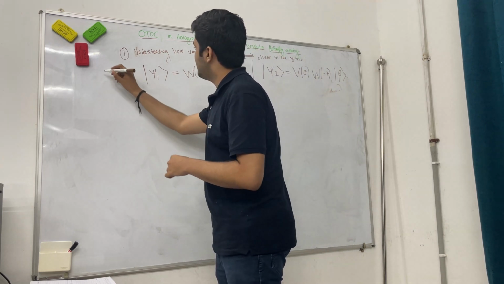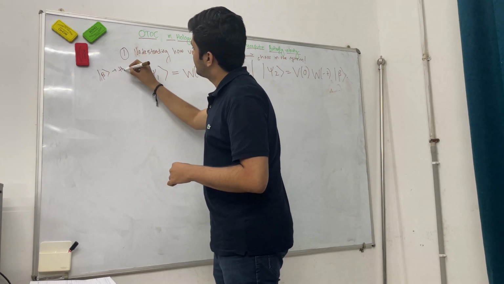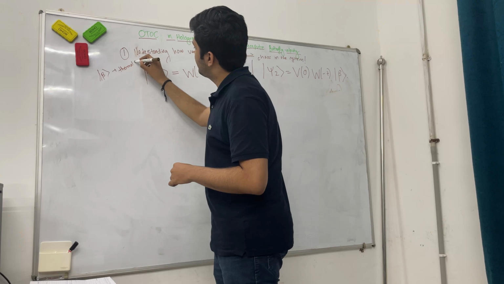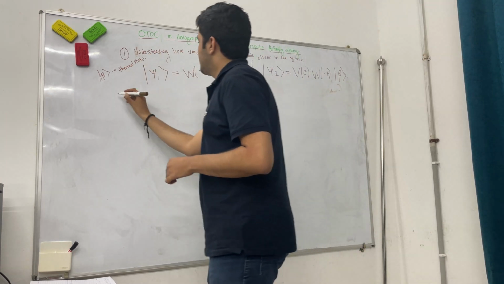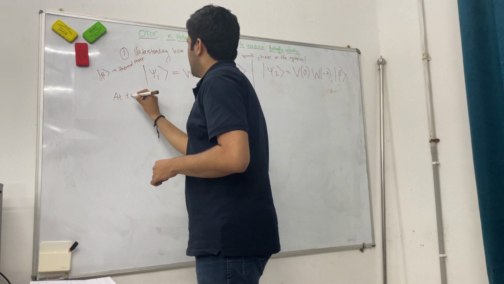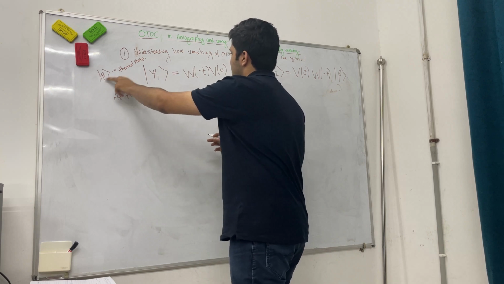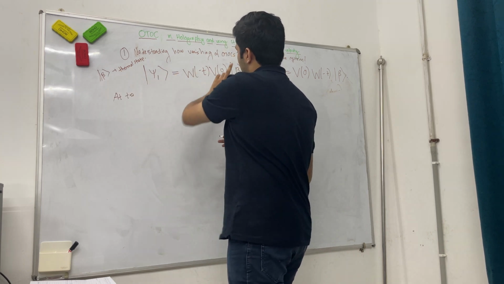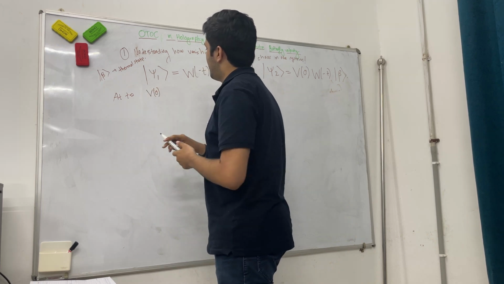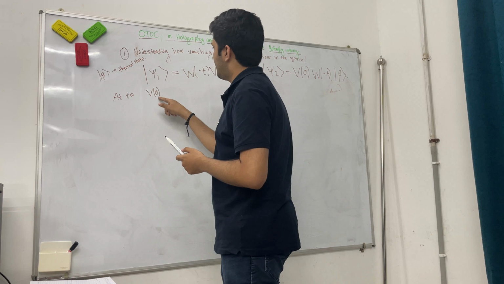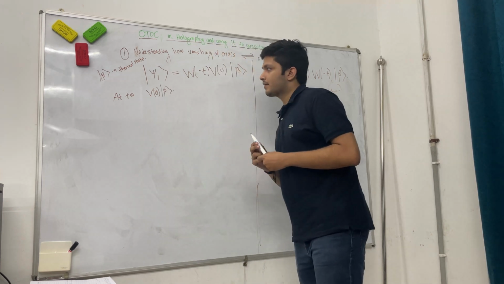Suppose this beta is a thermal state that I have, some thermal state. And at t equal to 0, I start by acting on this thermal state with an operator V. When I write V of 0, it means I'm switching on my operator at time equal to 0, and I'm acting it on this thermal state beta.